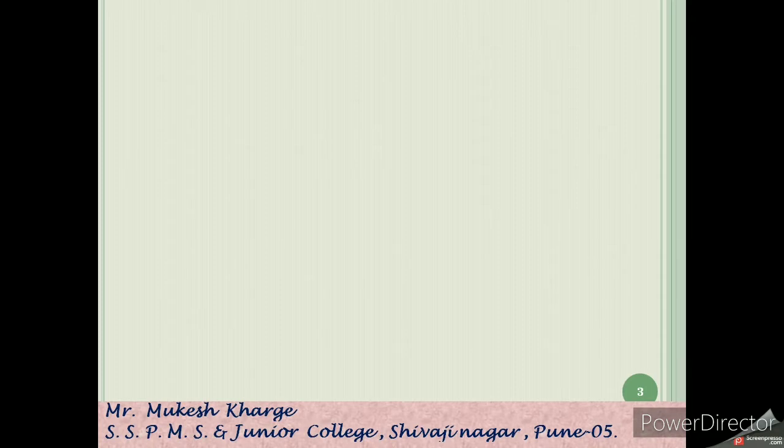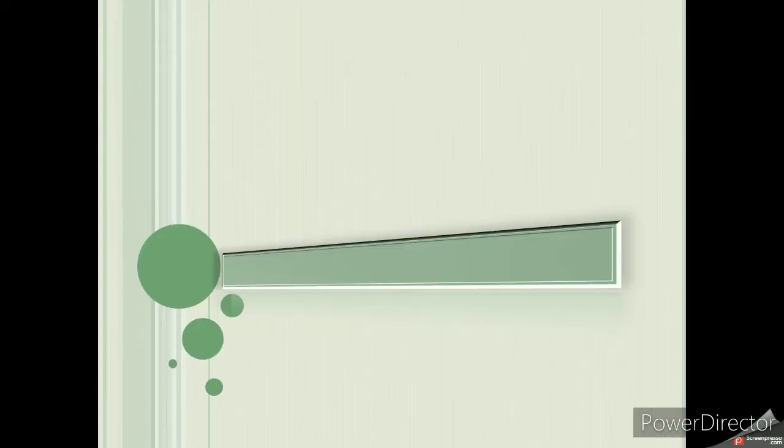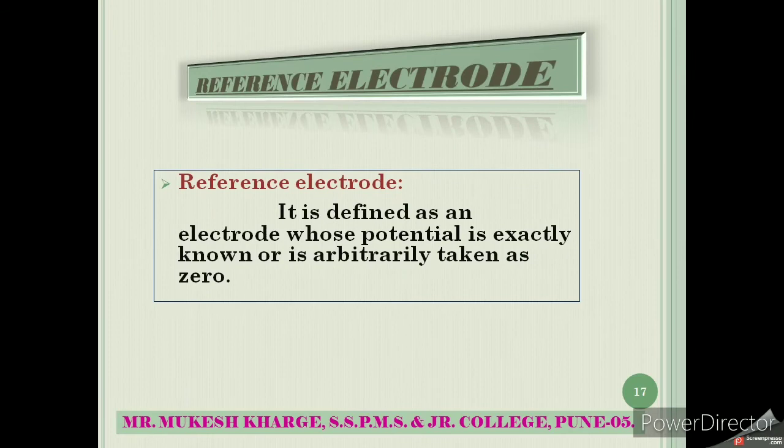Our topic is electrochemistry. Let us discuss part number 6. Let us discuss reference electrode. What is a reference electrode? It is defined as an electrode whose potential is exactly known or is arbitrarily taken as 0. That electrode is called a reference electrode.